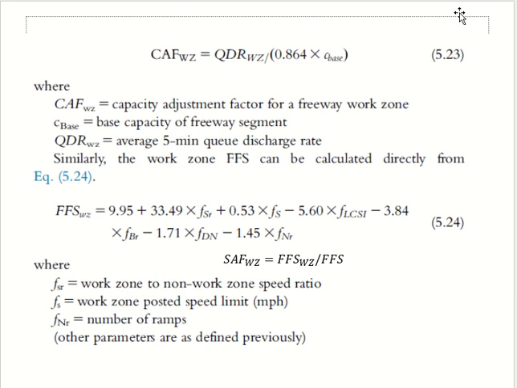Then for the speed adjustment factor, I need the free flow speed in the work zone. Again, most of the factors are the same as in the Q discharge rate equation. The only new factors are the speed limit in the work zone and the ratio of the speed limit in the work zone to that without the work zone, which is FSR. So the speed limit in the work zone and the normal speed limit, their ratio is FSR. These are the only two new things you need. Once you find out the free flow speed of the work zone, you will take its ratio with the normal free flow speed and you will find out the speed adjustment factor.